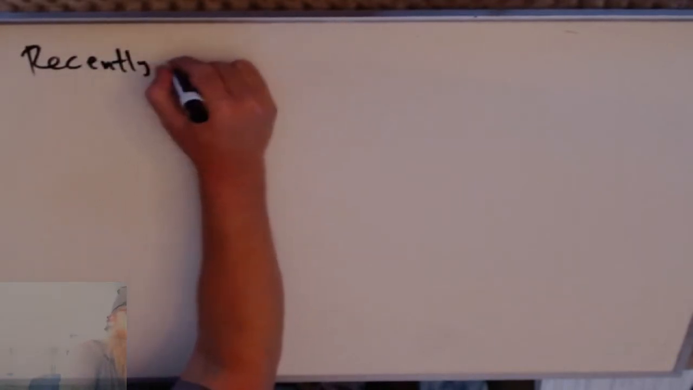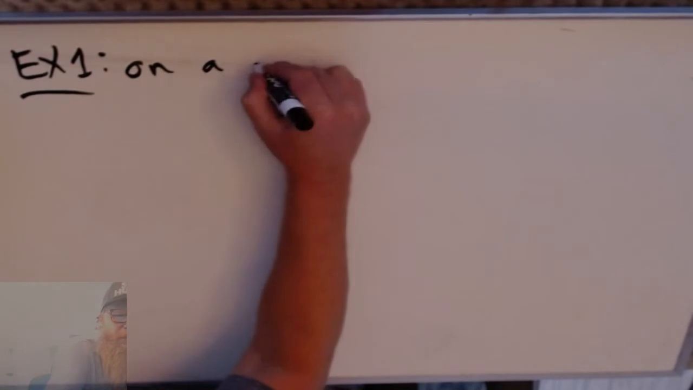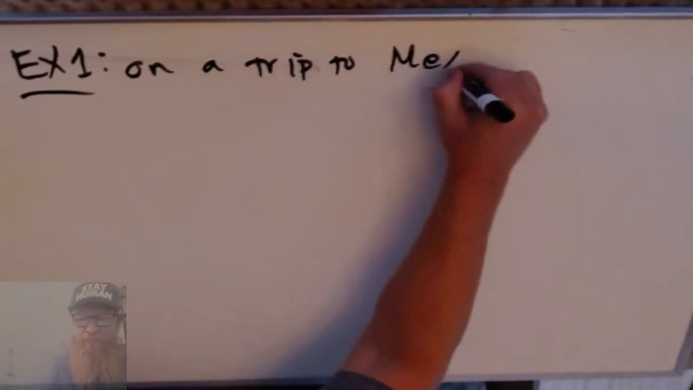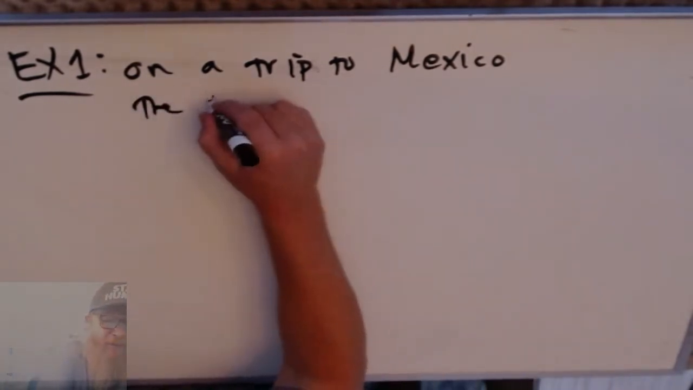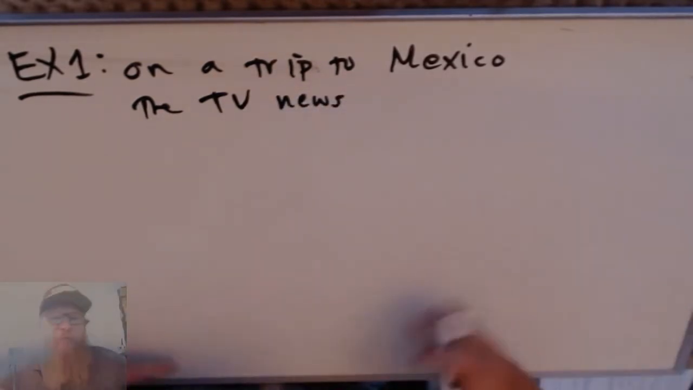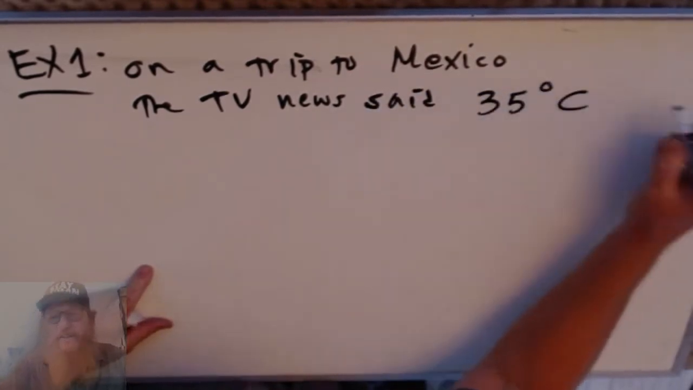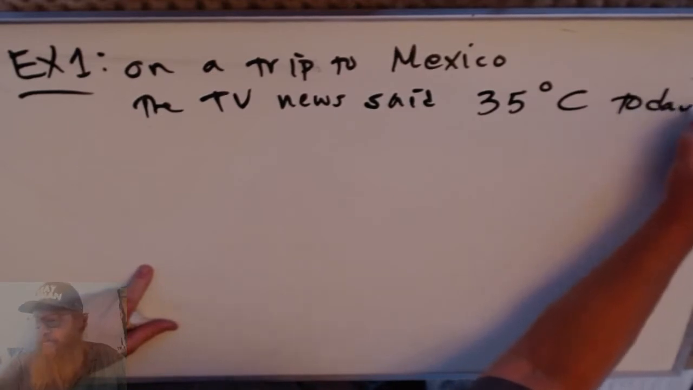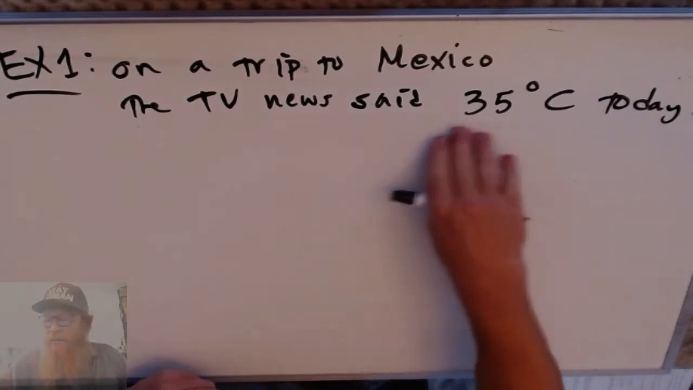And so recently on a trip, I'll say this is example one, I guess. Might as well start numbering. On a trip to Mexico. Most of the world uses Celsius. I was watching the morning news in the hotel before I went out about my day. The TV news said it was going to be 35 degrees Celsius today. Just like we have here, Good Morning Mexico. And it's going to be 35 degrees today.